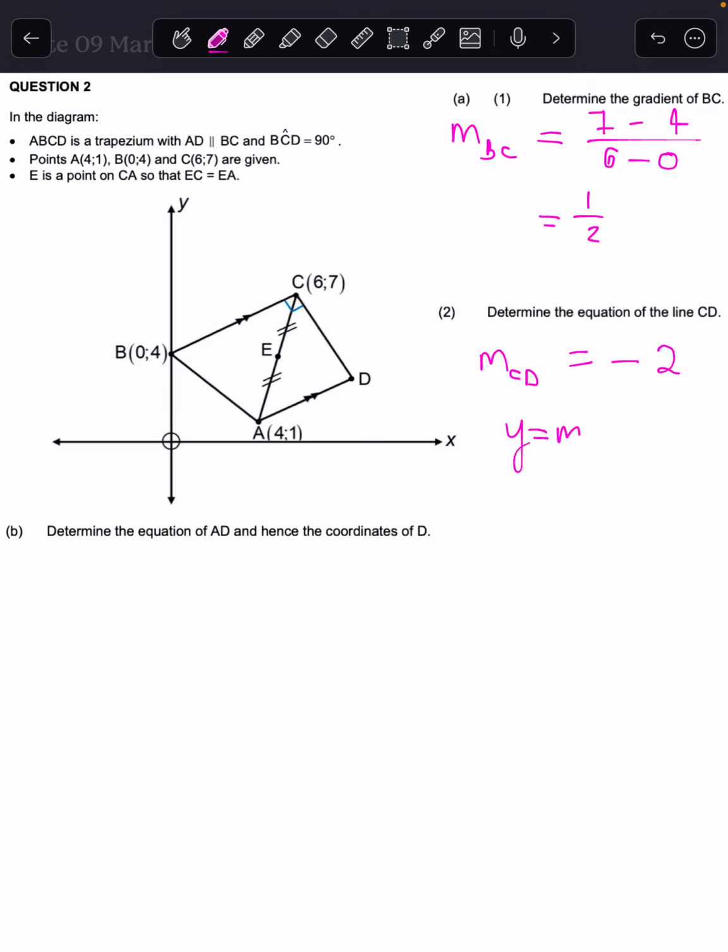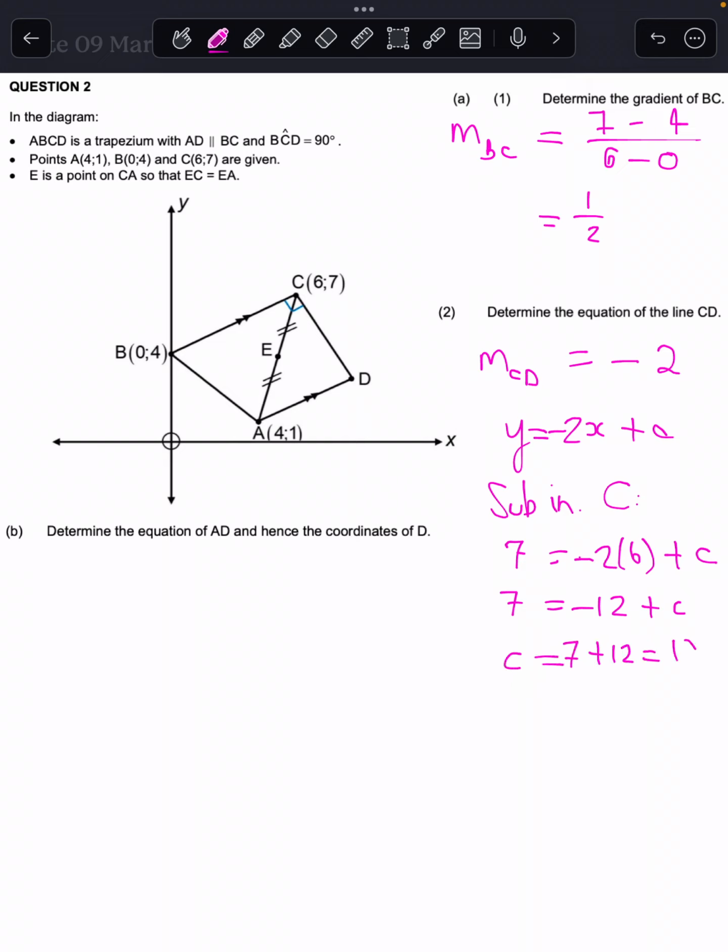And then we can use this point to figure out the c in y is equal to mx plus c. So we know that m is negative 2, and so we can sub in the point C. So then we have 7 is equal to negative 2 times 6 plus c. So 7 is equal to negative 12 plus c, and so c will be 7 plus 12, which is 19. So the equation of CD is y is equal to negative 2x plus 19.